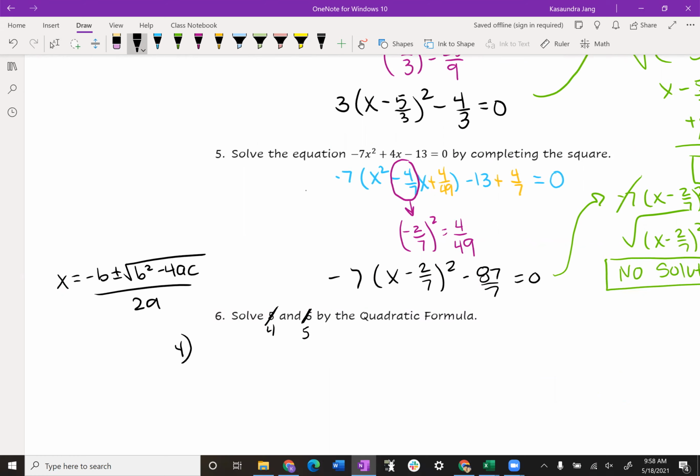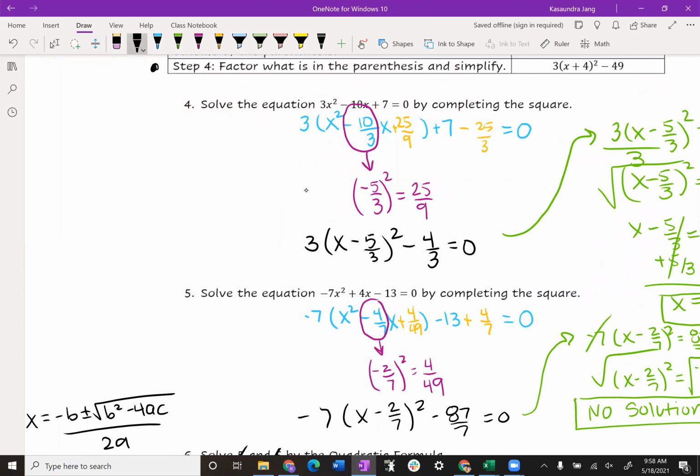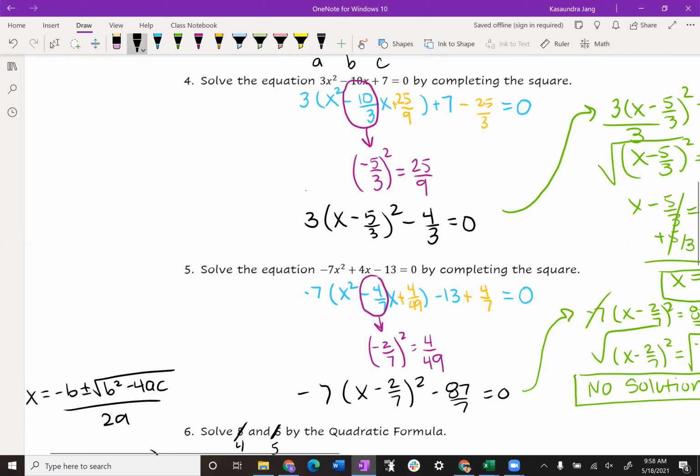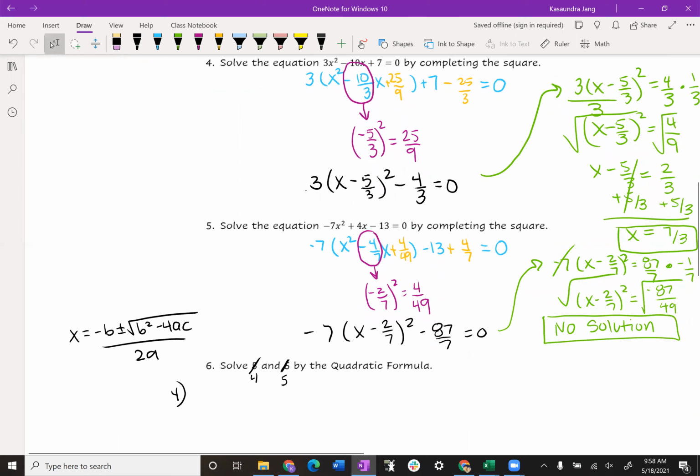All right, so it's all about an a, b, c. The a is what's in front of your x squared, the b is in front of the plain x, and the c is the constant. So my a is a 3, b is a negative 10, and c is 7. So I'm going to go ahead and use those in my formula here. Zoom out a little bit.